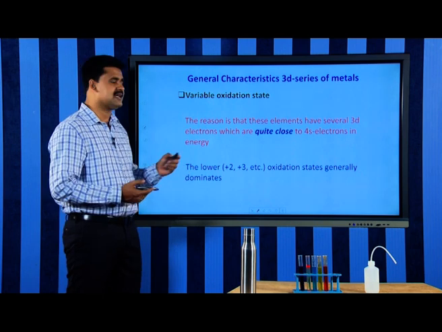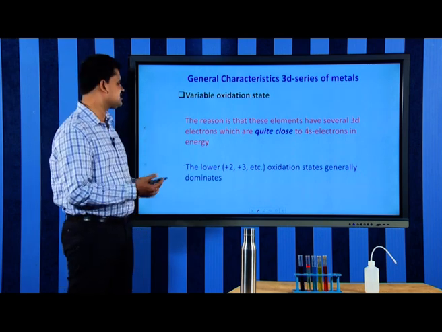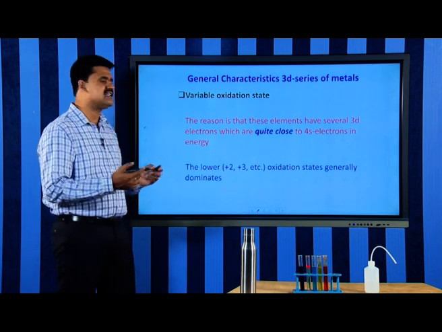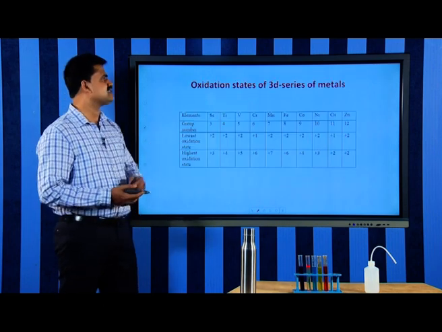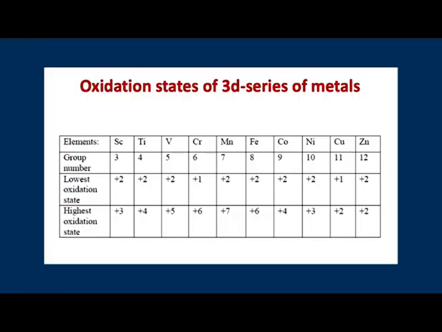Even though there are several oxidation states possible, lower oxidation states such as +2, +3, etc. generally dominate over higher oxidation states. Oxidation states of 3d series of metals. This chart represents the lowest and highest oxidation state shown by each metal of the 3d series.